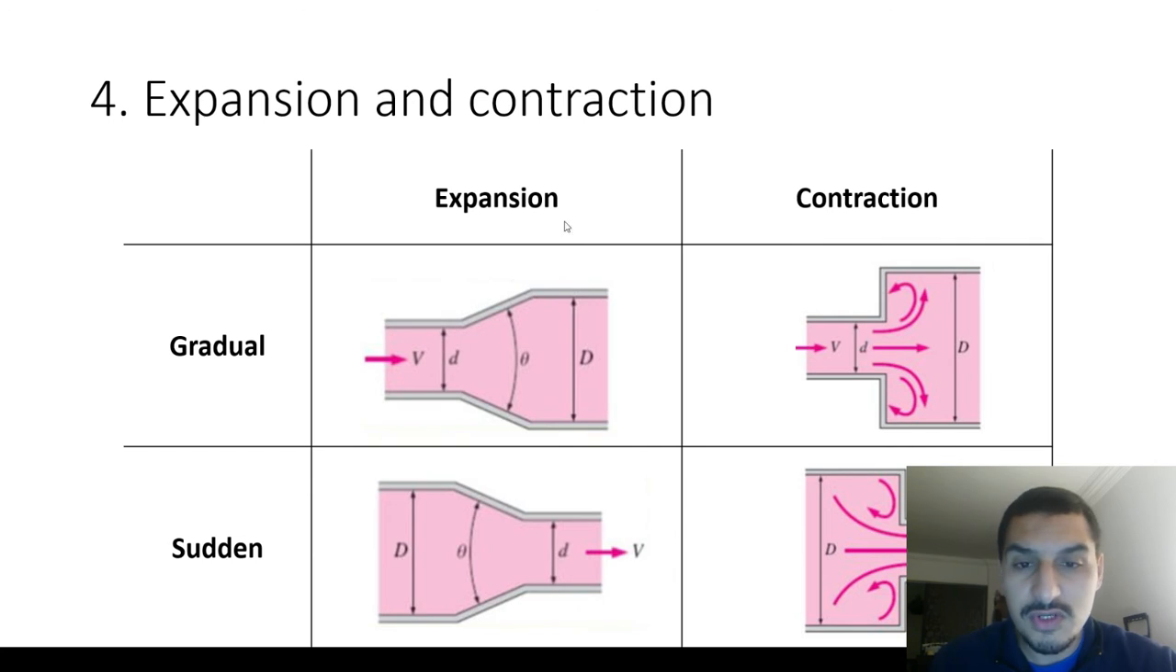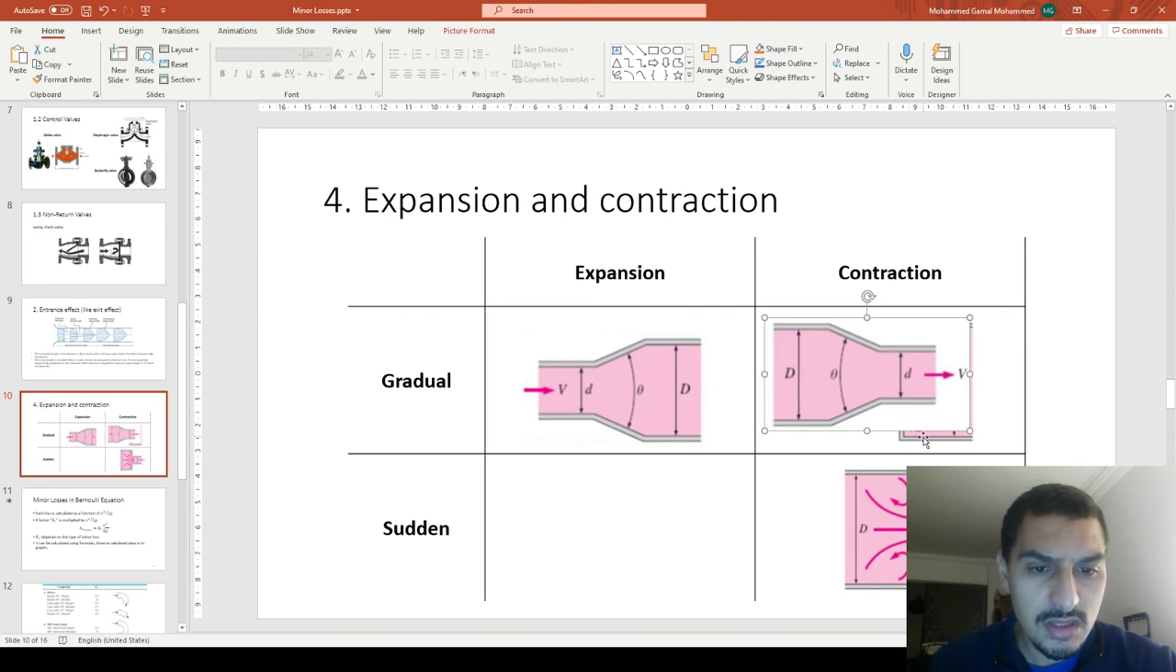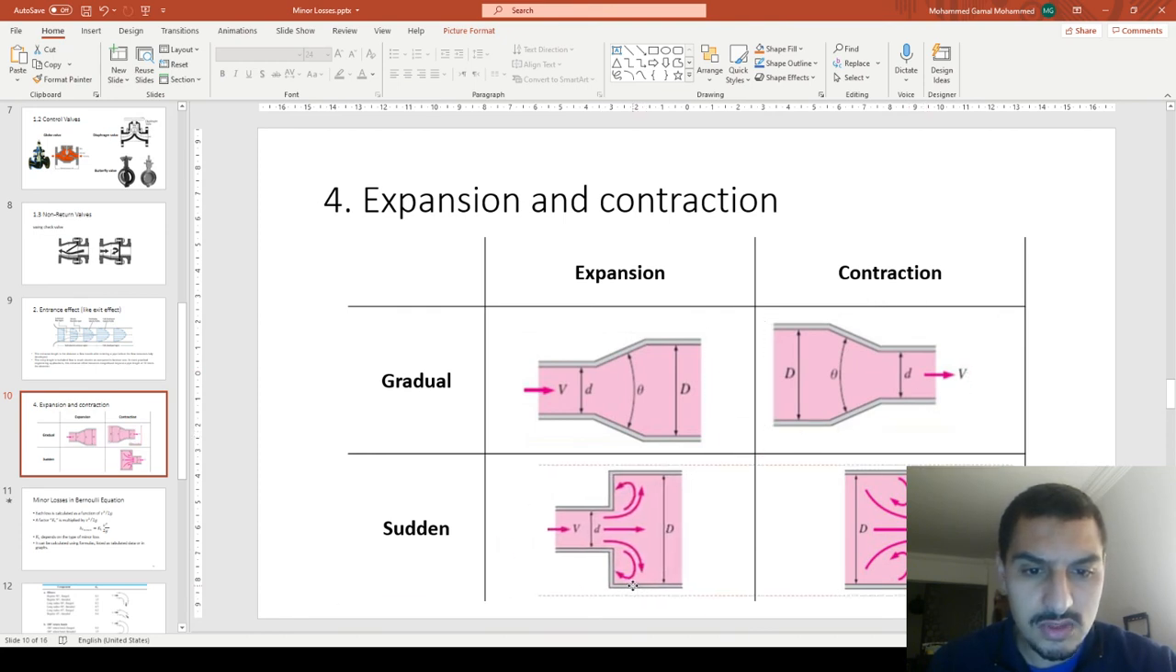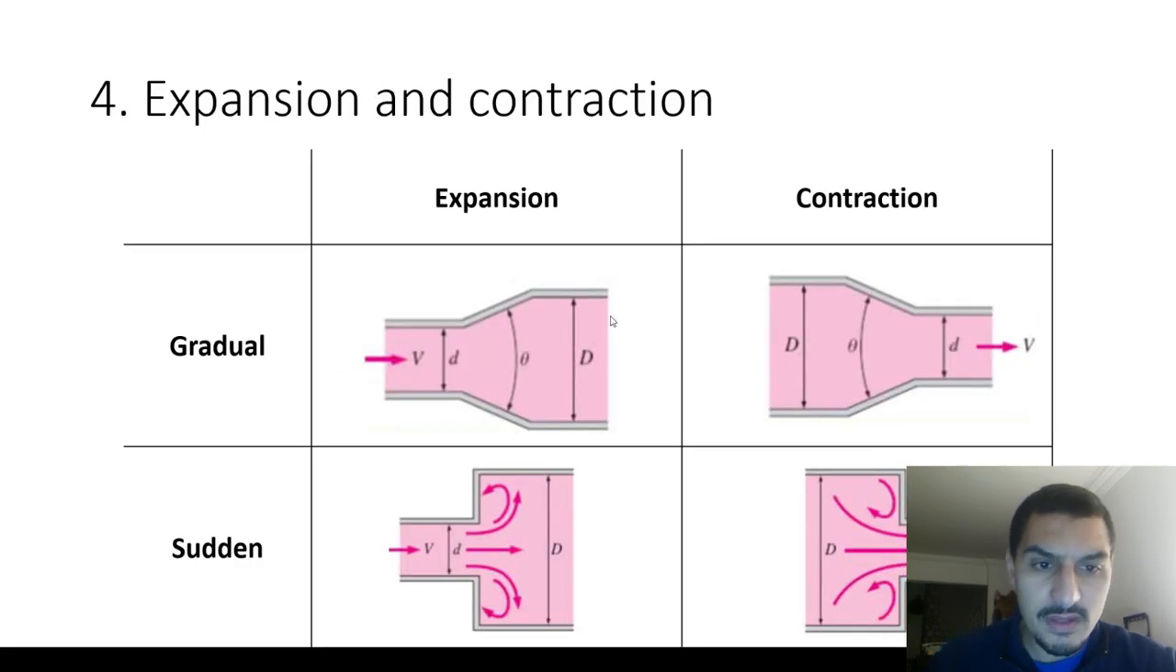There are two cases for each one of them, which is the sudden and the gradual. Here you'd see that there is a gradual change in the area from the lowercase d to the uppercase D, and here is the same for the sudden. Oops, I think I did something wrong. This should go here and this should go here. I'm sorry, this is a mistake that I made. So I hope it's now right. Anyway, we have this is contraction and this is expansion, this is sudden and this is gradual. Yeah, so this is right.